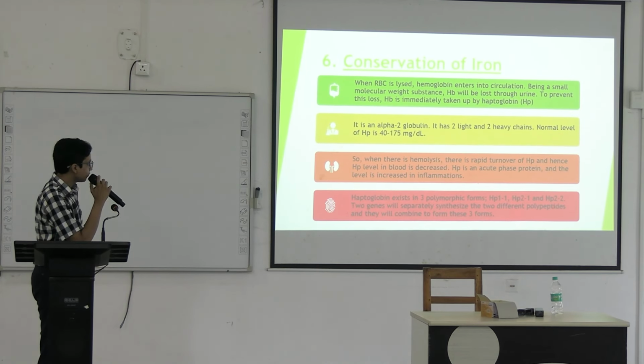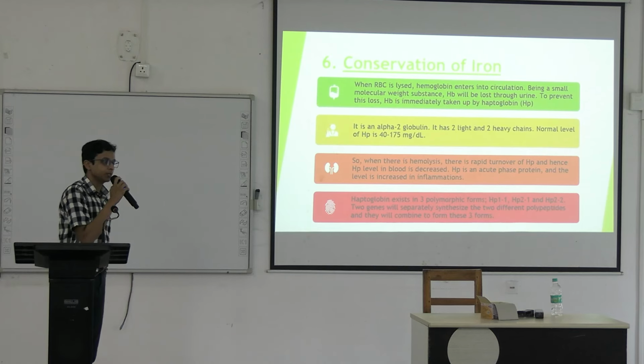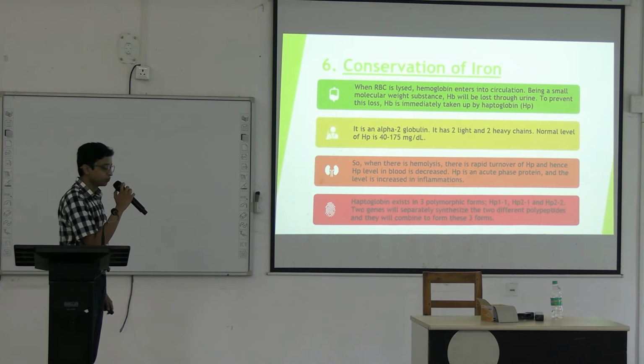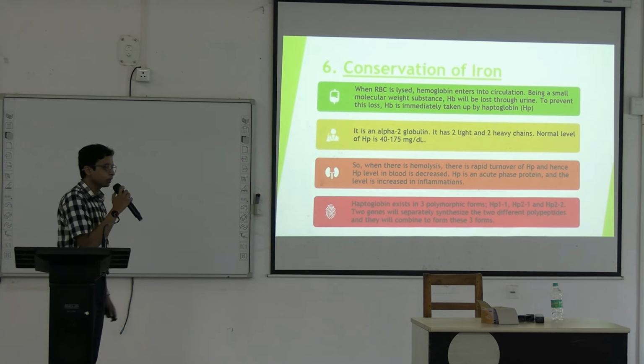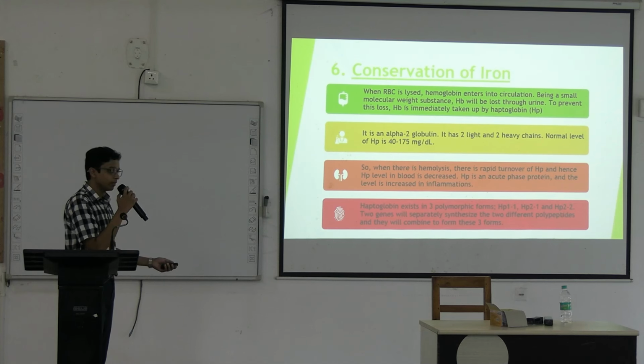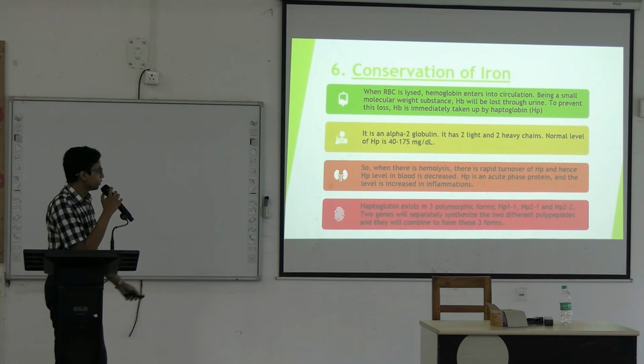Talking of the conservation of iron, when RBC is lysed, the hemoglobin enters into the circulation. Being of small molecular weight, the hemoglobin can go through the urine. So to prevent the loss of hemoglobin, the hemoglobin is directly taken up by the haptoglobin complex.